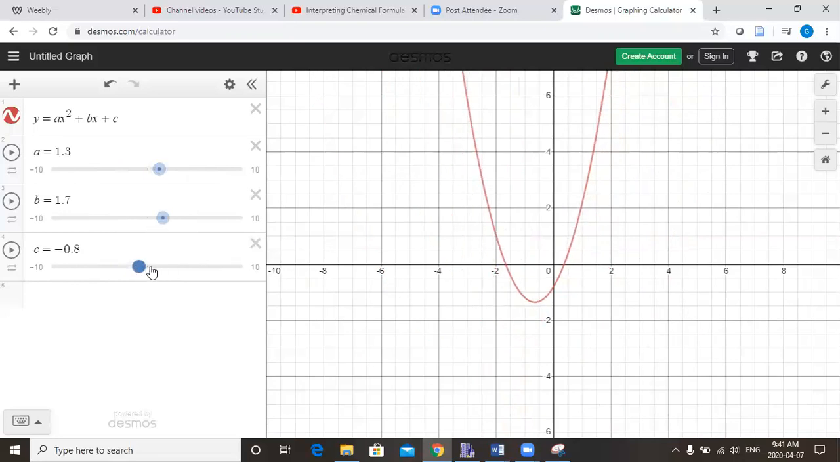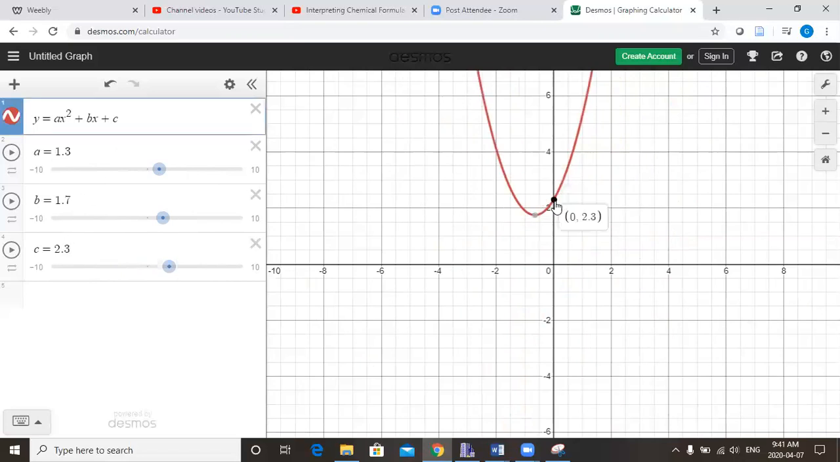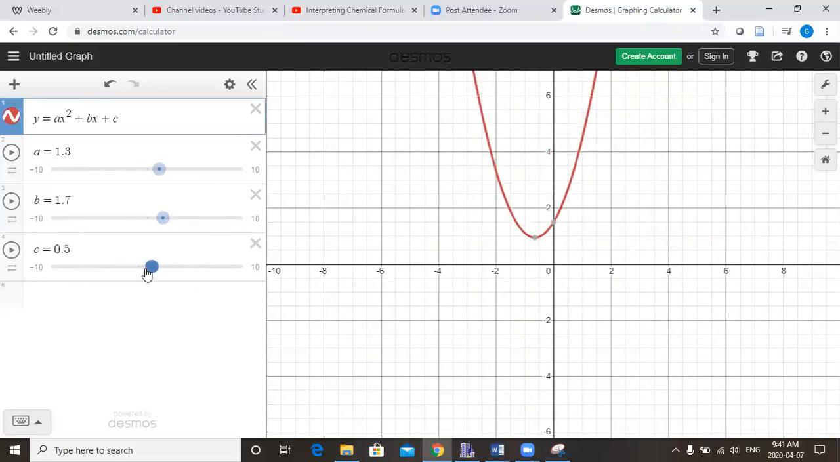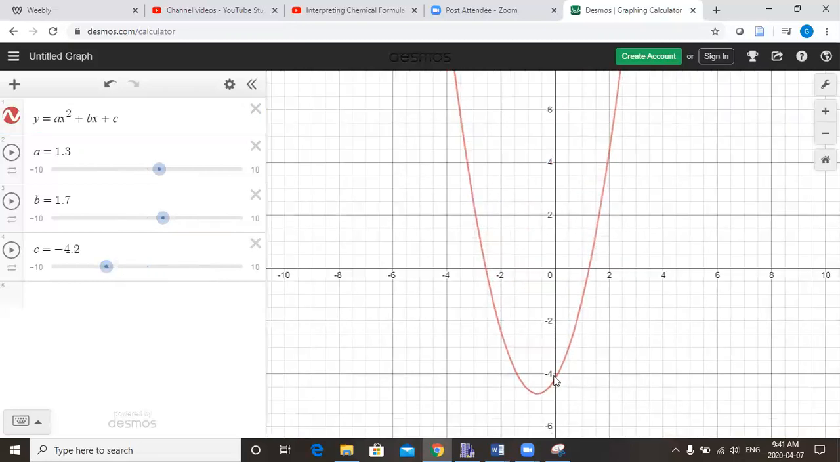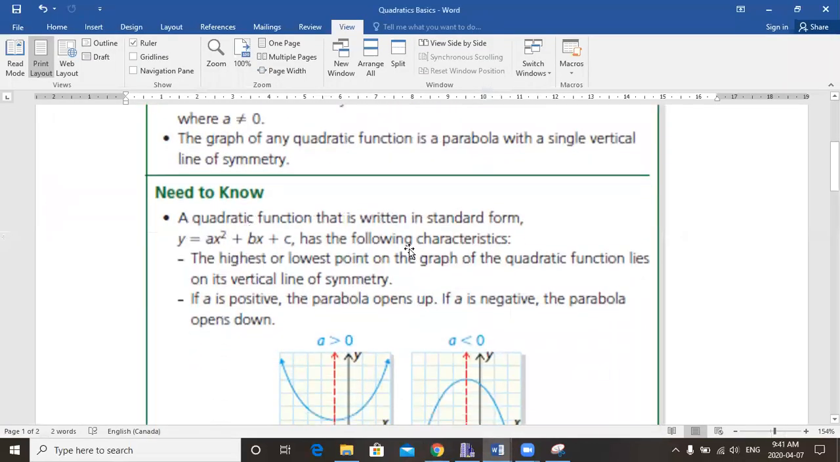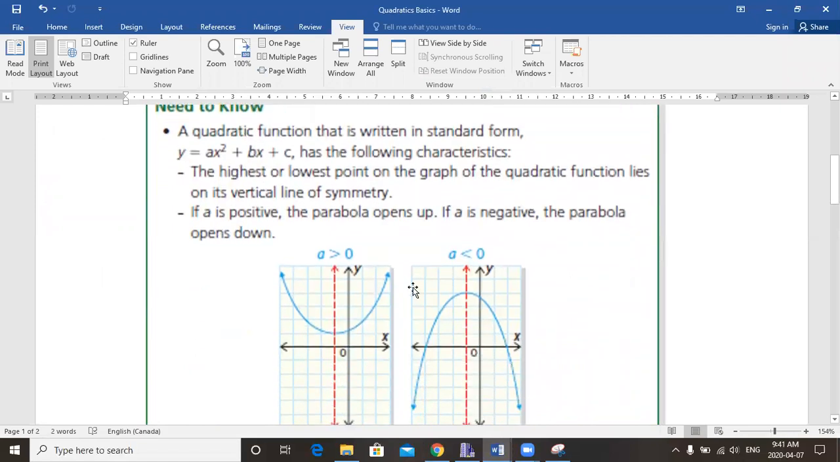So an interesting point to note is that the c value is always equal to the y-intercept. Here the y-intercept is 2.3, and the c value is 2.3. If I make the c value 4.5, not surprisingly, the y-intercept is 4.5. Likewise, if I make it negative 4.2, the y-intercept is negative 4.2. So you should notice that the c value is equal to the y-intercept of a quadratic function. Okay, so we kind of explored what the parabola does.